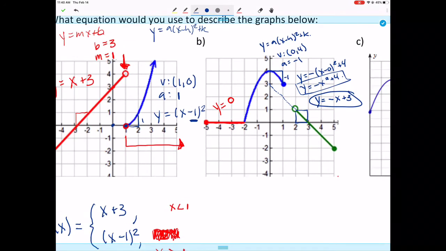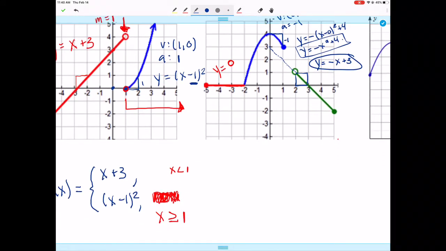So now we'll just write it as a piecewise function. So f of x equals, and it will go from the first equation is 0. The next equation is negative x squared plus 4. And the final one is negative x plus 3.